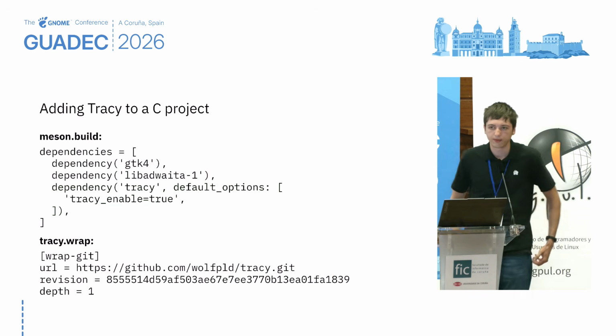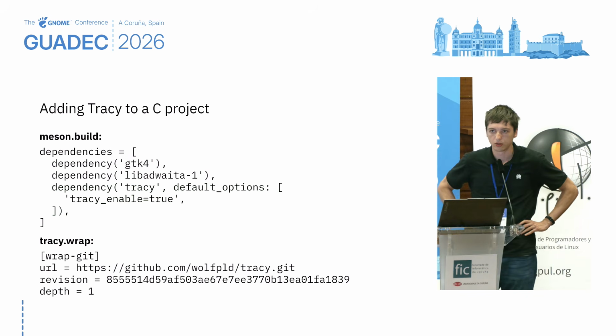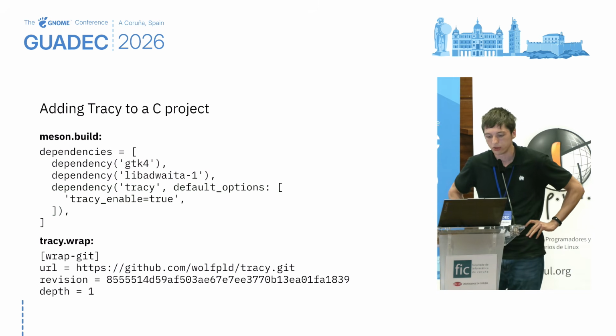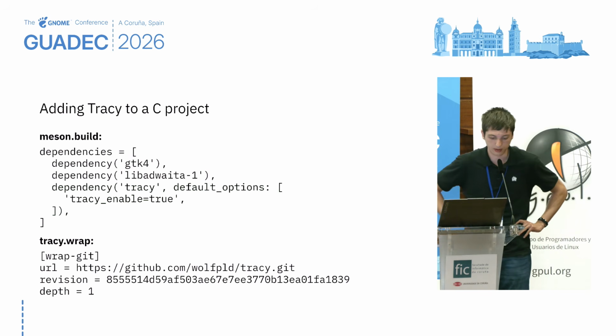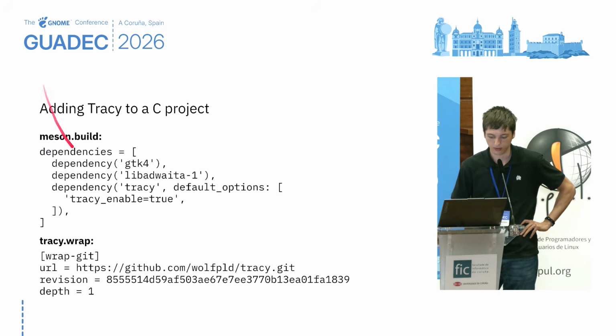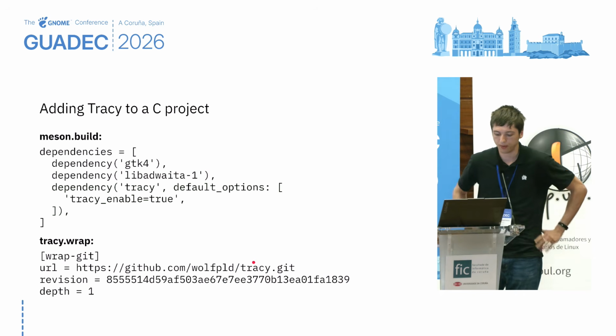So let's say that we have an example project in C, a GTK Hello World application. Now, Tracy's primary language is C++, but it also has bindings to C and some other languages. And so it provides integration to both CMake and Meson out of the box. So it's very easy to add to a C project. Just add a dependency in Meson. Also add a wrap file pointing at its repository.